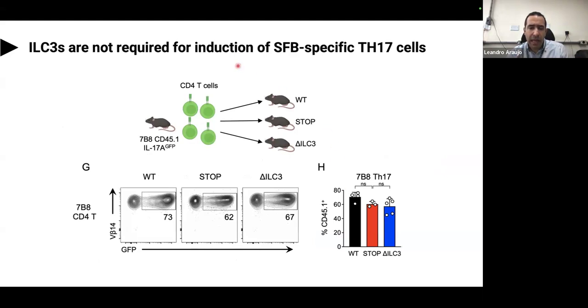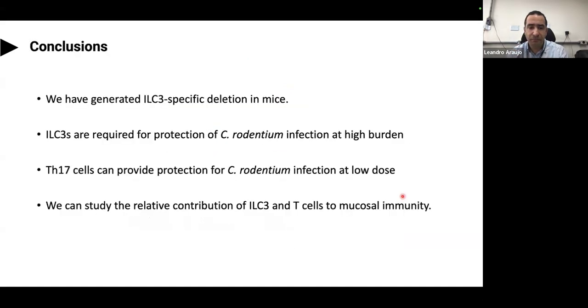So we took advantage in the lab of a mouse that is specific for SFB, called 7B8. It's a transgenic marker. We could sort these cells, and they are IL-17 GFP. So we transferred these cells into different recipients, and these mice are already colonized with SFB. When we analyzed Th17 cells in this context, we observed no significant differences in the mice that don't have ILC3s.